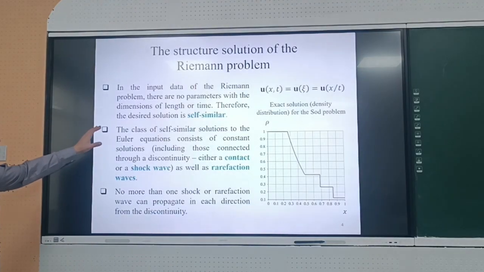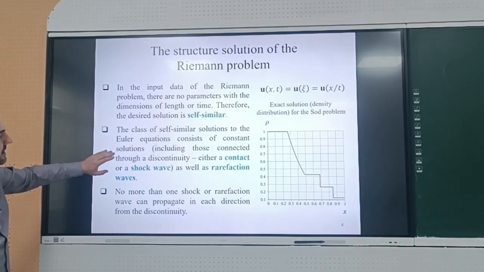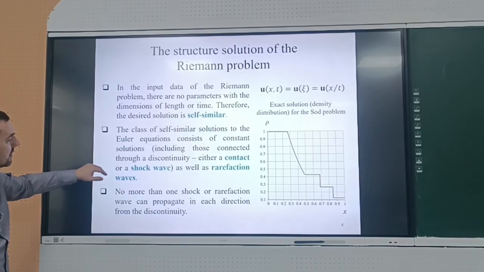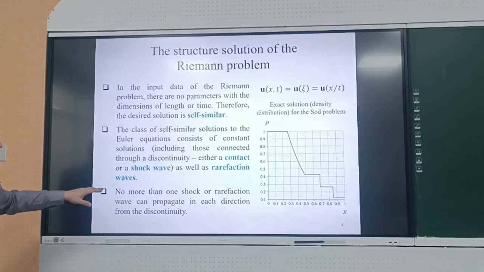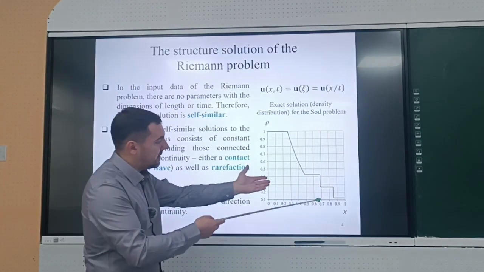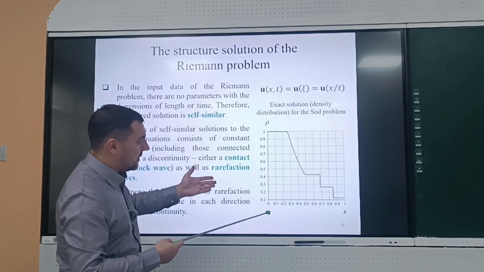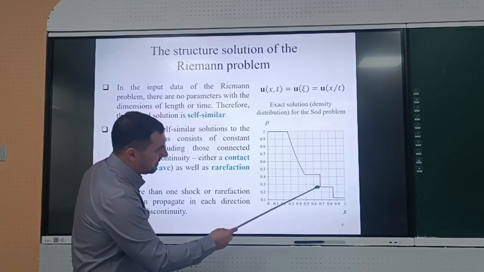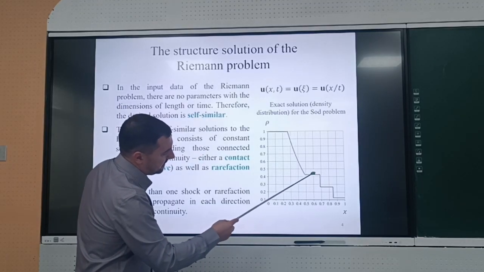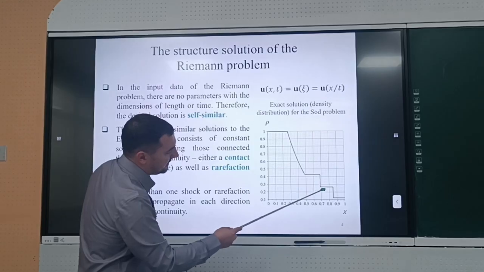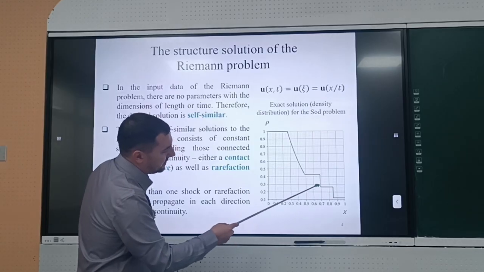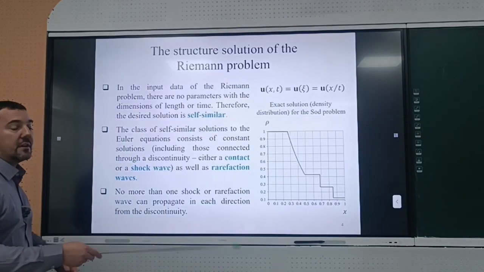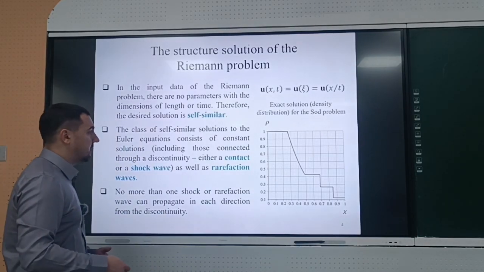It is known that the class of self-similar solutions to the Euler equations consists of constant solutions, including those connected through a discontinuity, either contact or shock wave, as well as rarefaction waves. So this is the illustration of a self-similar solution. It consists of constant solutions. This is a constant solution, this is a constant solution, and they're connected through either a shock wave or a contact discontinuity or rarefaction waves, continuous solutions of the Euler equations.